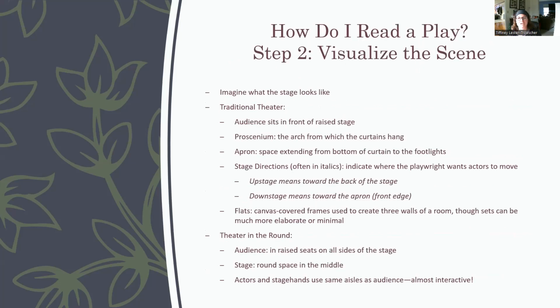All right. So step 2 in reading a play is visualize the scene, right? Imagine what the stage would look like. More than likely, you're going to think of a traditional theater where there's a raised stage and the audience sits back here. There's a proscenium or an archway, right? That's where the curtain hangs from. And then if the curtain is down, there's this area in front of the curtain where the stage still exists.